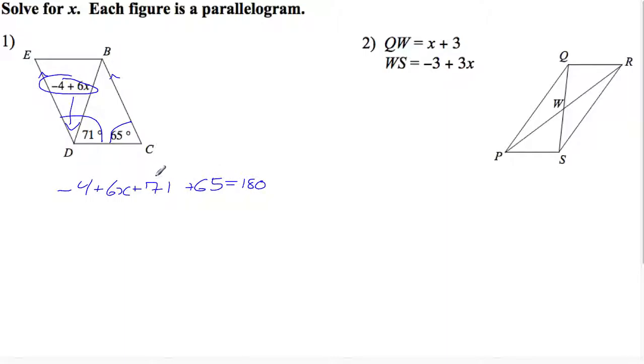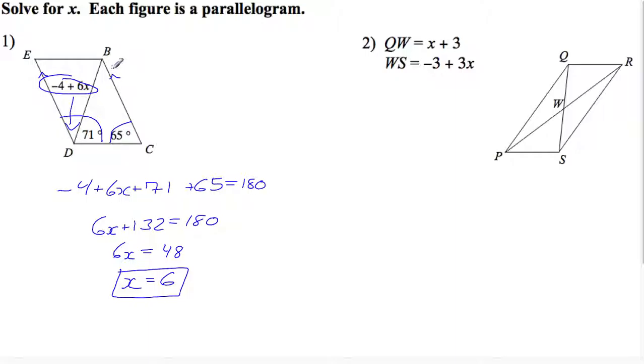So here we're going to combine our like terms. 65 plus 71 is 136, minus 4 is 132. So I get 6x still, plus 132 is 180. So I subtract 132 from 180, and that's going to leave me with 48. So 48 is equal to 6x, or x is equal to 6. And that's it. So that's our answer there.